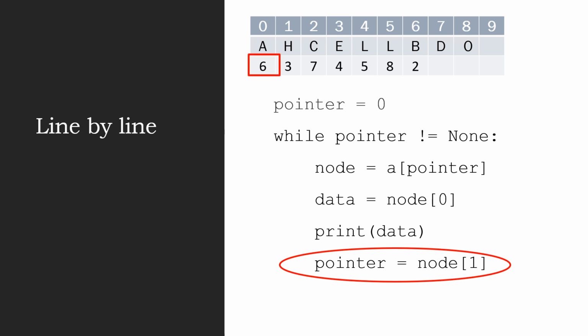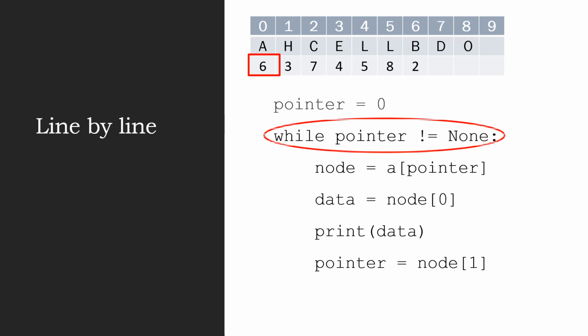Okay, so that's the 6. So the pointer is now storing the number 6. It was storing the number 0, and now it's storing the number 6. We've overwritten the pointer with the value at the node. And that means that we can continue, go back to the top of the loop again, check whether our pointer has the value none. It doesn't. We've got a value for the pointer, so we can go through all those lines again.